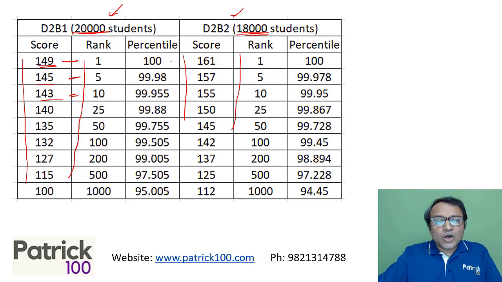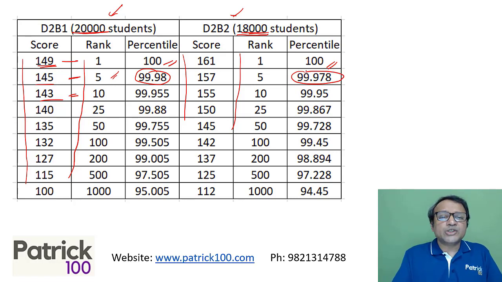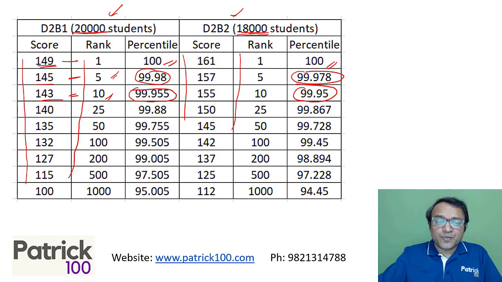So the first ranker, it will not make a difference. First ranker will definitely get 100 percentile. The 5th ranker in the first case will get 99.98. 5th ranker in the second case would get 99.978. A little, not major difference, a very small 0.002 difference. Same at 10th ranker will get 99.955 and 10th ranker would here get 99.95.